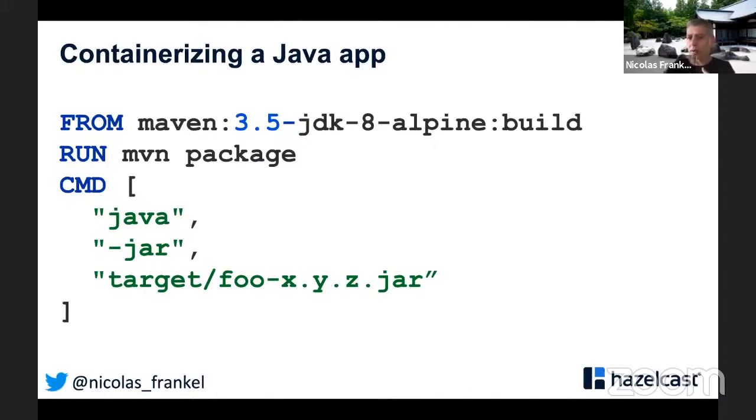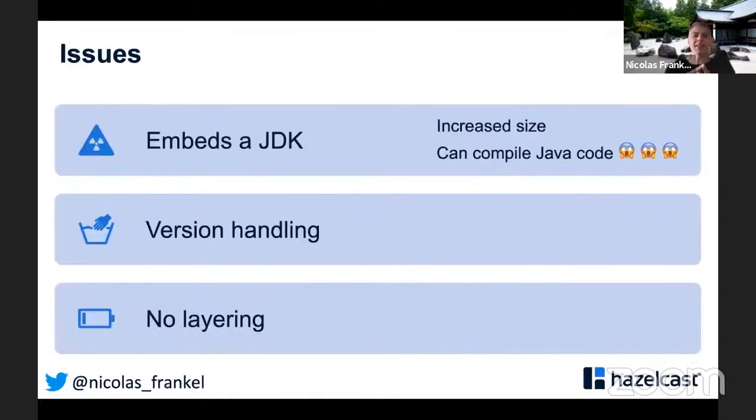This approach works, obviously. It has a couple of issues. The first one is, since we are using a JDK to compile, in the final image, we also embed a JDK. That means that first, the image size will be much bigger than expected because a JDK is bigger than just a Java runtime. More importantly, it can compile Java code, and this is a huge security issue. I'm not sure you want in production to have an image that can compile Java code, because I can send it Java code to be compiled that might do some bad stuff on the machine.